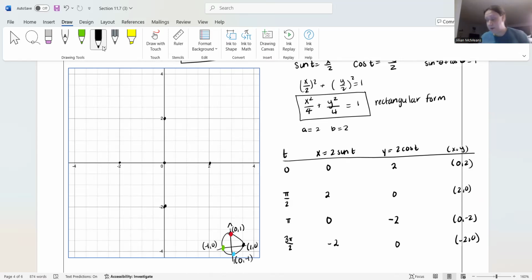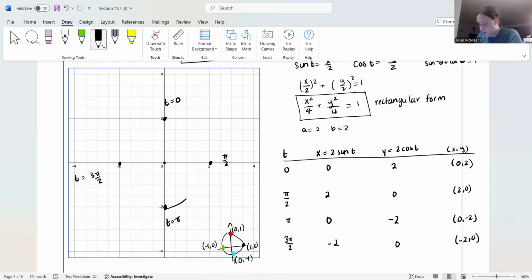So let's really think about what this means. When t equals 0 degrees, we get the point 0, 2. Next is pi over 2. When t is pi over 2, we get the ordered pair 2, 0. And when we have pi radians, we get the ordered pair 0, negative 2. And finally, when t equals 3 pi over 2, we get the ordered pair negative 2, 0.